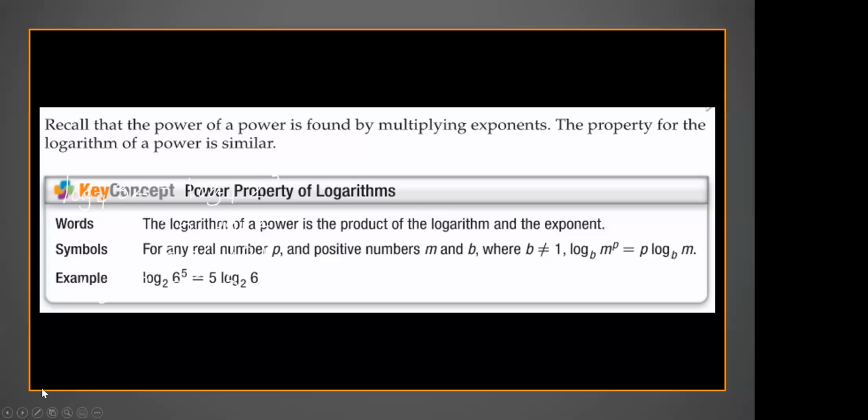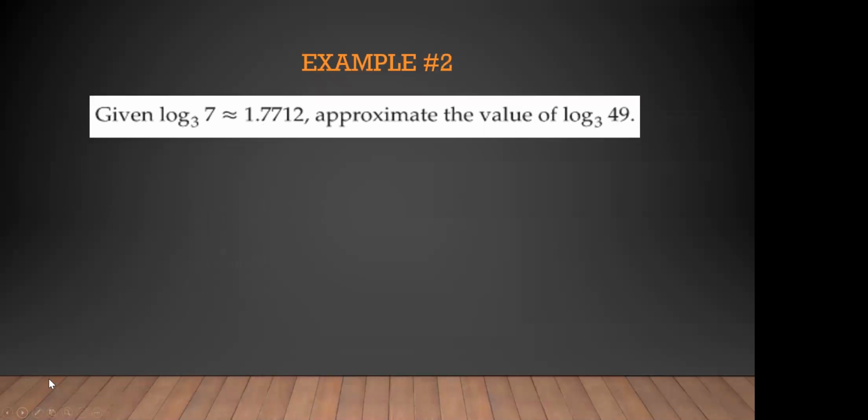All right, let's look at another example. This is what I was just talking about, the power property of a logarithm. So when you have an exponent, you can multiply that by the log, okay? So it says given log base 3 of 7 is approximately equal to 1 and 7,712 10,000ths, approximate the value of log base 3 of 49. So very similar to the problem we just did.